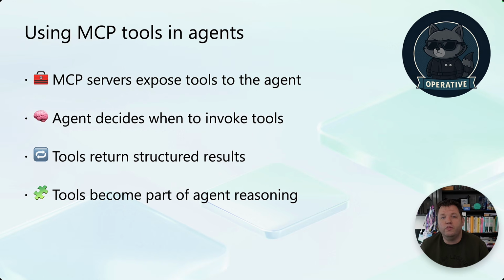The tool returns structured results, not just text. That output flows straight back into the agent's reasoning loop, allowing it to continue the conversation with fresh context. This is how agents move from answering questions to taking real actions.